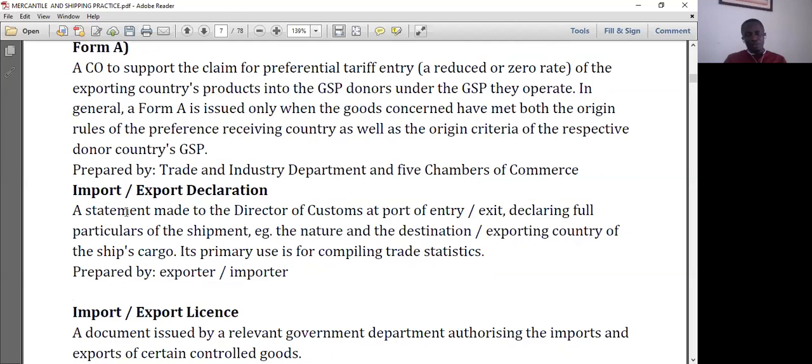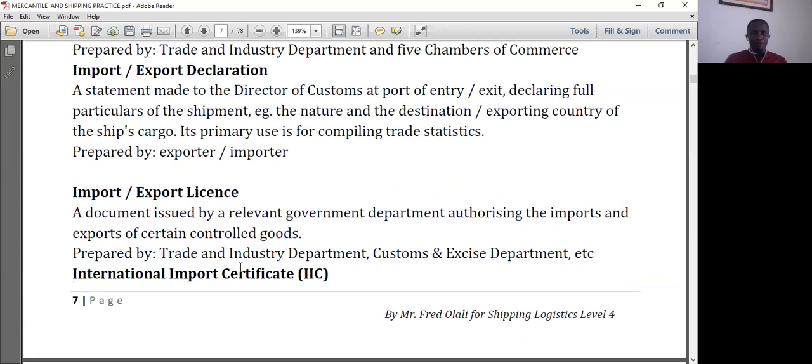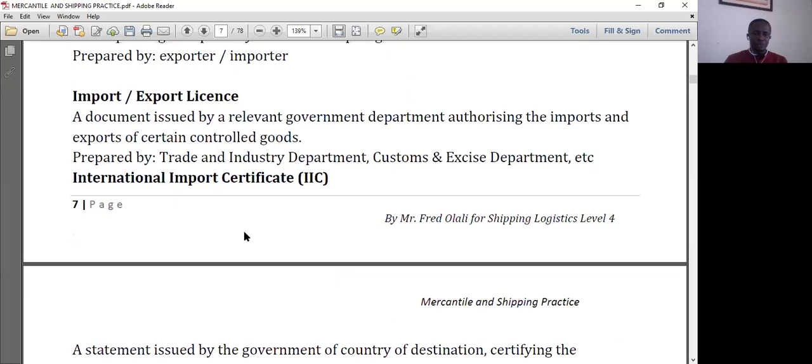So we have import and export declaration. This is normally a statement by the Director of Customs at the port of entry to give a full declaration of the nature, the destination, port, country, and all that. Then we have import/export license, a document issued by a relevant government department authorizing the import and export of certain controlled goods. It is prepared by the Trade and Industry Department, Customs and Excise departments.